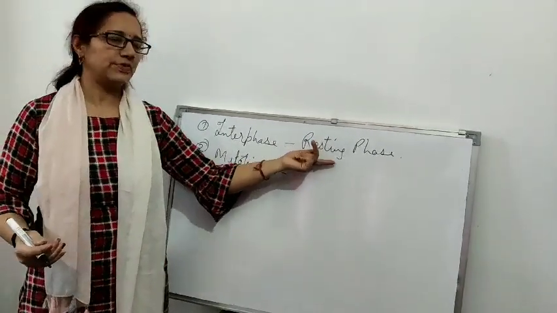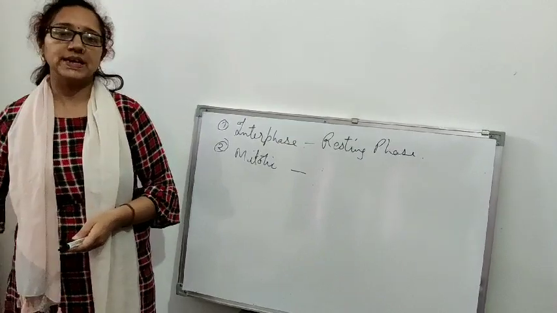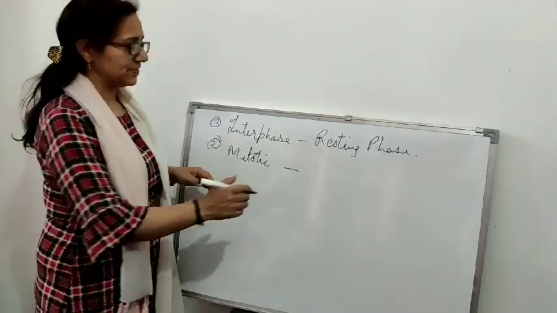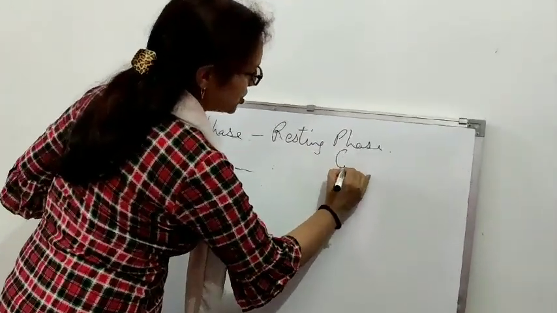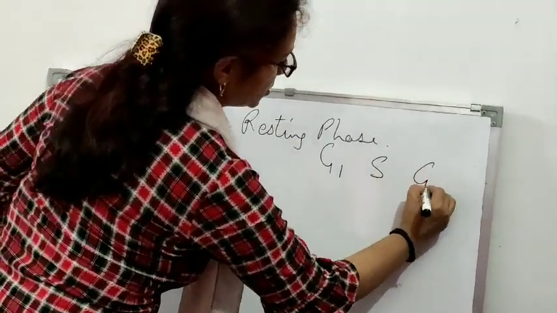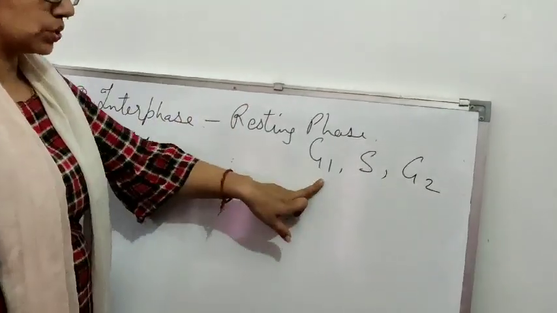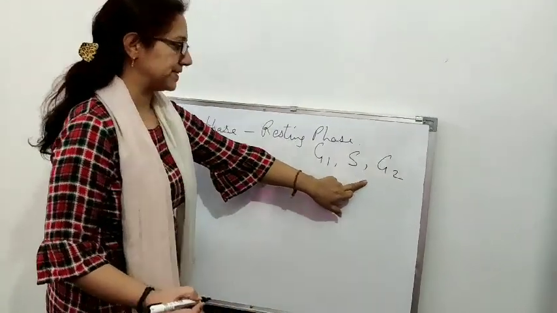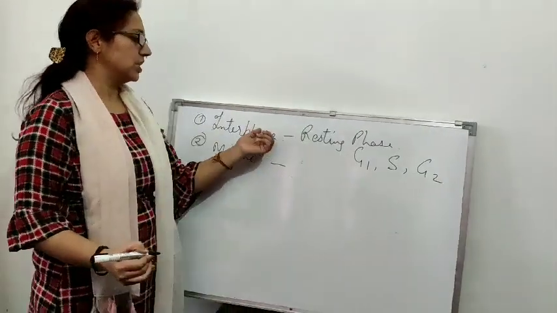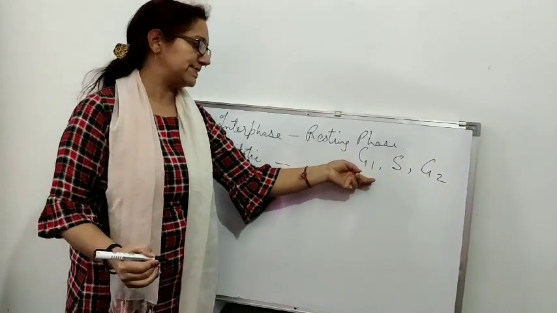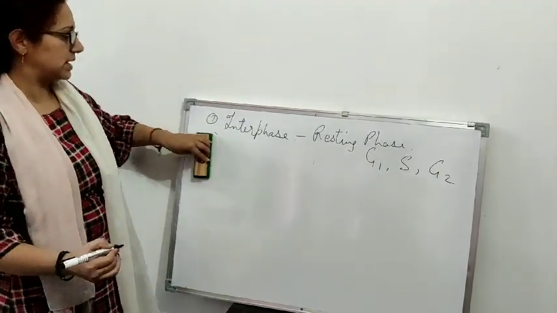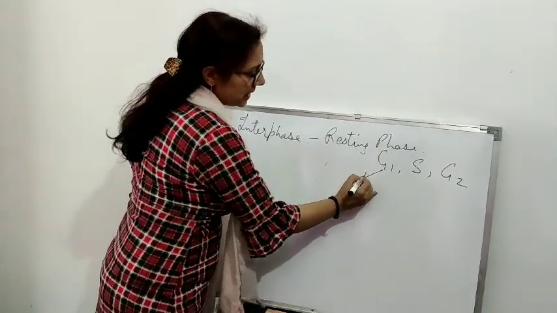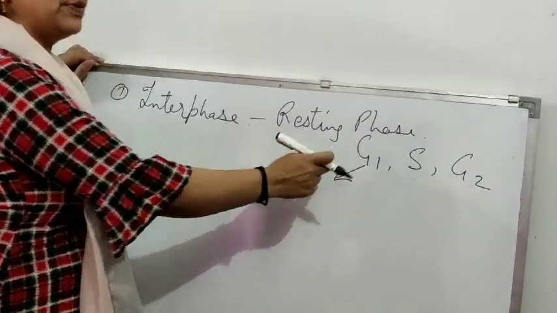There are four phases in which the cell divides. The first one is interphase, and we'll first deal with the interphase. In interphase, what happens? Interphase itself is divided into three phases: G1, S and G2. This is called growth 1 phase, this is called synthesis phase, and this is called growth 2 phase. The mitotic phase we'll read later on. First we'll discuss all this.